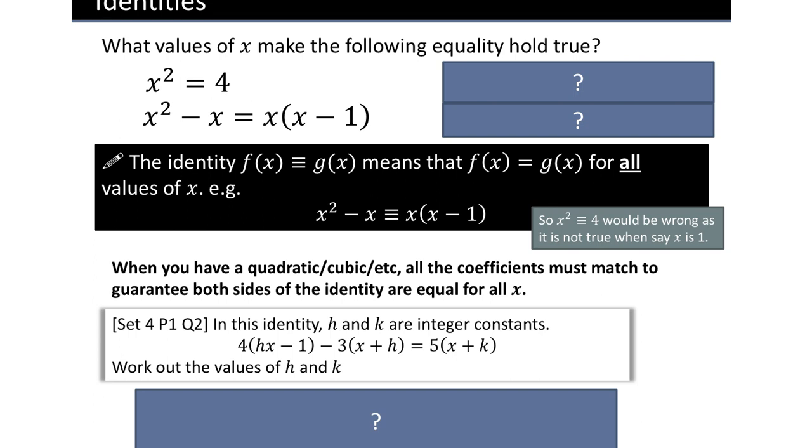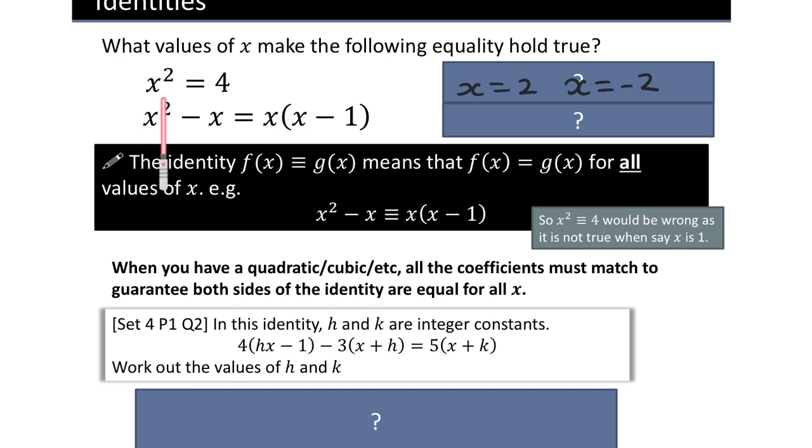Okay, so identities. Now this is something that we're going to be looking into in Pure 2 as well, not only for proof but for trigonometry. We're going to learn some trig identities. This is something that always holds true. Okay, so for the first one, what values of x make the following equality hold true? 2 and negative 2. X equals 2, x equals negative 2. Okay? Then, x squared minus x equals x lots of x minus 1. Can you think of any values of x that would make this true?